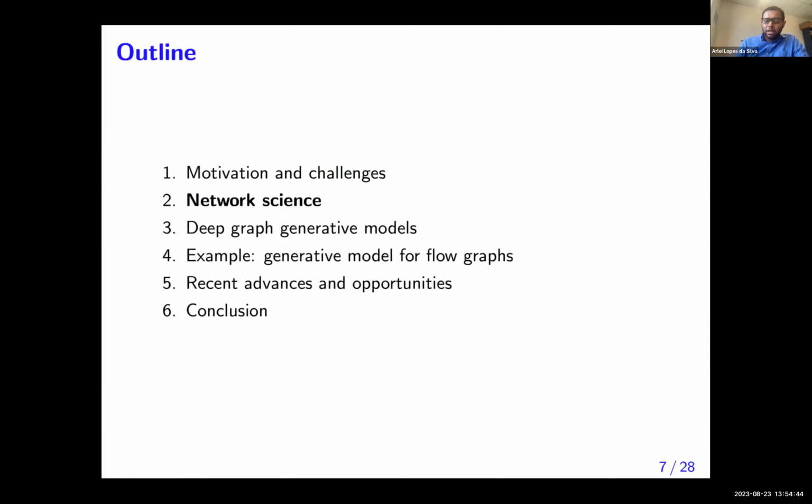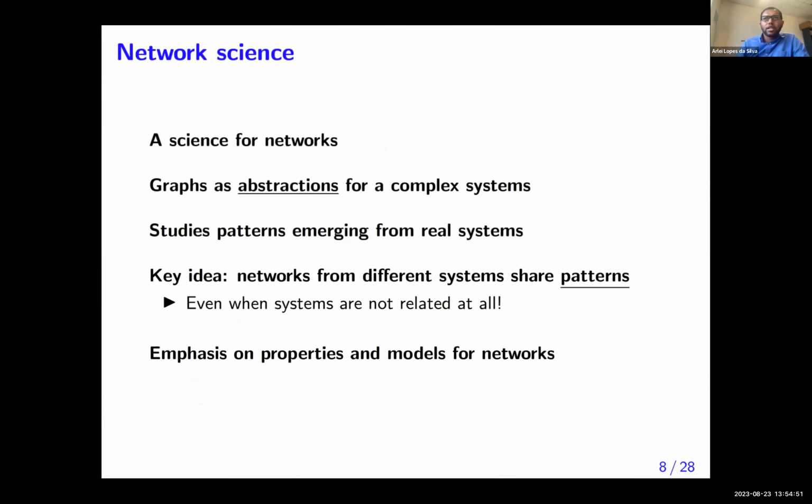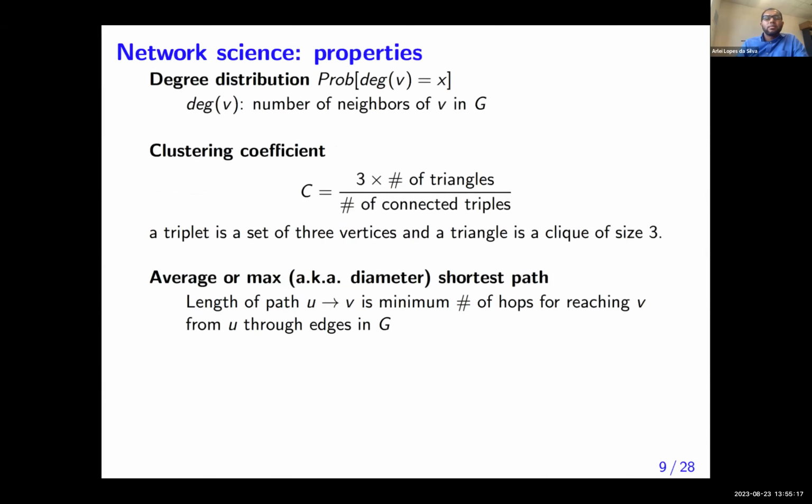Yeah, so I'm going to talk a little bit about network science, to try to address this problem of generating graphs. Network science is a science for networks. You think of networks as an abstraction for complex systems, and it looks at what the properties of these real systems are and how we can both compute these properties and generate data that has these properties. So again, very related to generative models. It's about reproducing some relevant property. Just to give some examples of properties that people might be interested in.